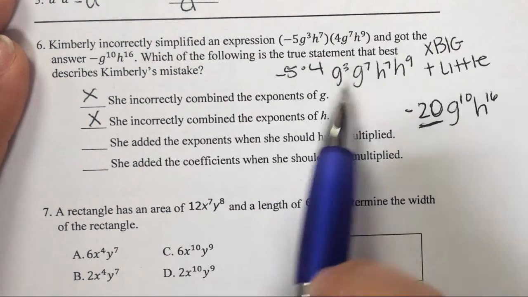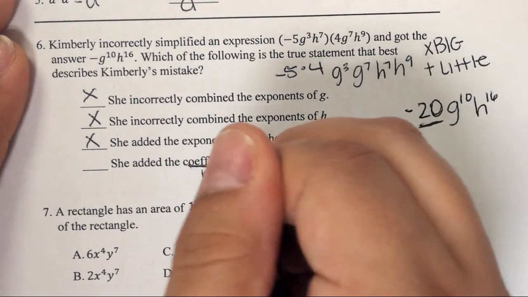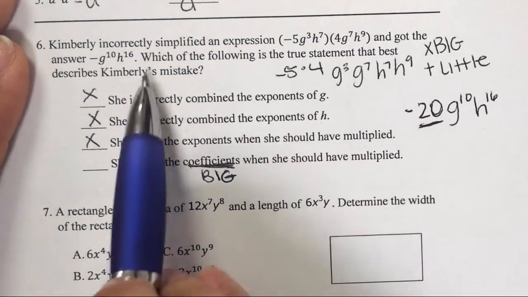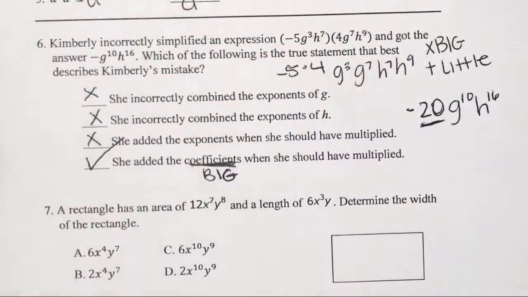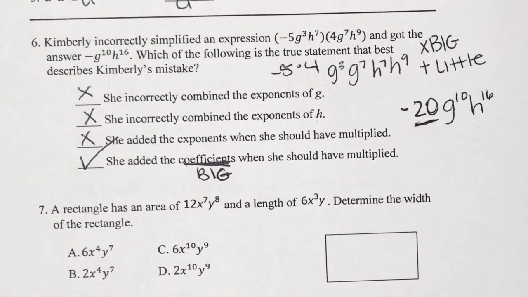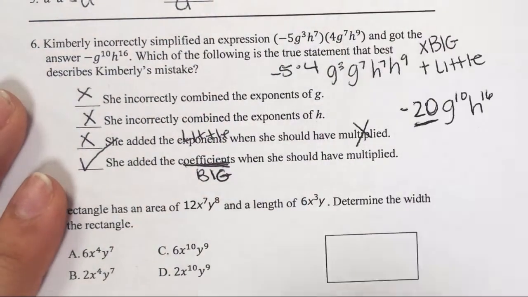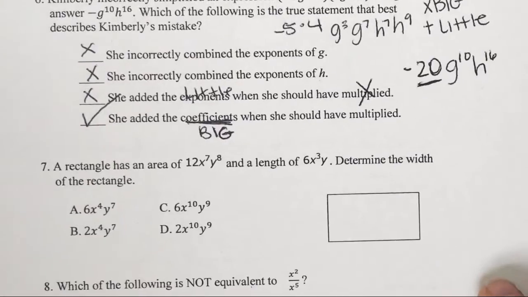Did she add the exponents when she should have multiplied? Do you multiply these exponents? No. She added the coefficients. What's a coefficient? The big numbers. Did she add the coefficients, add the big numbers instead of multiply them? Yes. Remember, exponents are the little, and she's not supposed to multiply the little. Okay? Next question.